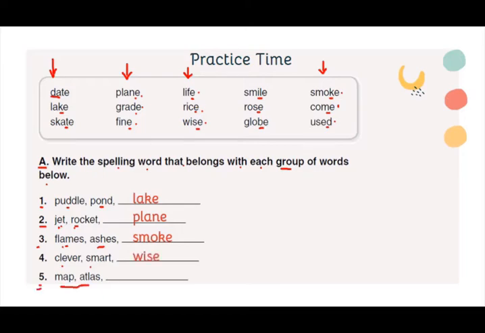Number 5, I have map and atlas. Which word belongs to this group? If you look in this column, number 4, you have smile, rose, and globe. So which one belongs to this group? It is the word globe.